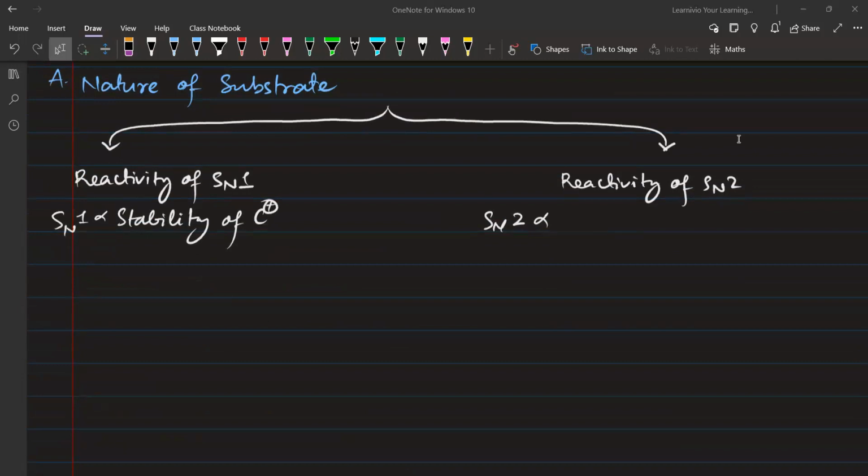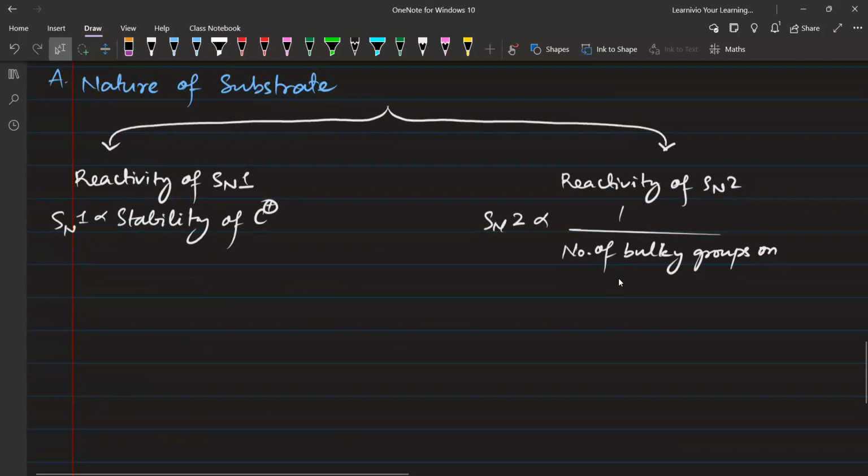SN2 is inversely proportional to the number of bulky groups on alpha carbon. ठीक है ना. रिएक्टिविटी ऑफ SN1, इसमें ए पार्ट हम देखेंगे, रिएक्टिविटी ऑफ SN1.